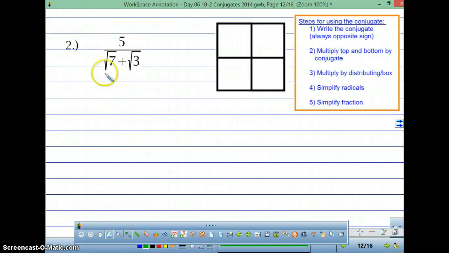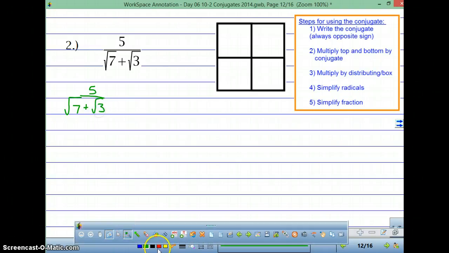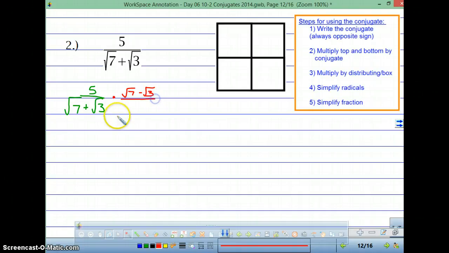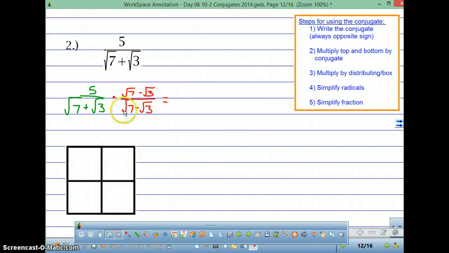Let's try another one. We've got 5 over root 7 plus root 3. Multiply by the conjugate. 5 over root, sorry, that's not right. All right, trying again. Over root 7 minus root 3 over root 7 minus root 3. Okay, numerator times numerator. I'm going to move this one out of the way for a while. Numerator times numerator. Let's see what we can do about that.